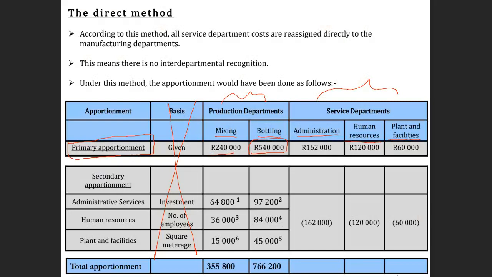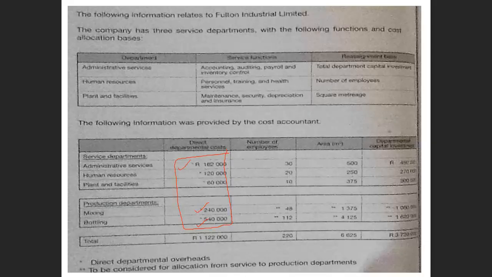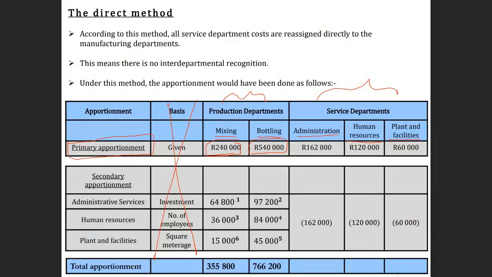So we literally just copied it into that. Then for your admin, plants and facilities, in admin, HR, plants and facilities, it was the 162,000, the 120,000, and the 60,000. And you will see it here as well, 162,000, 120,000, and 60,000. So that was just literally copying the information that had been given to you and pasting it into the new table that you have drawn up.